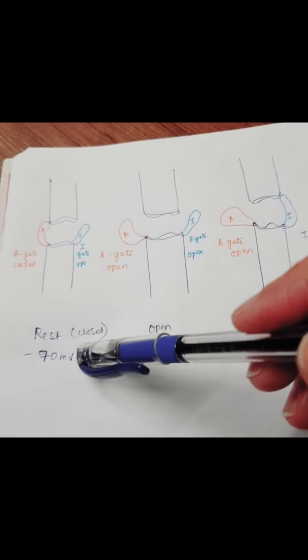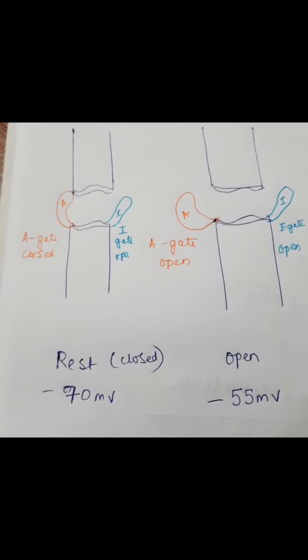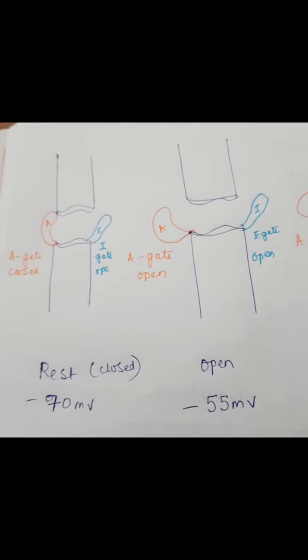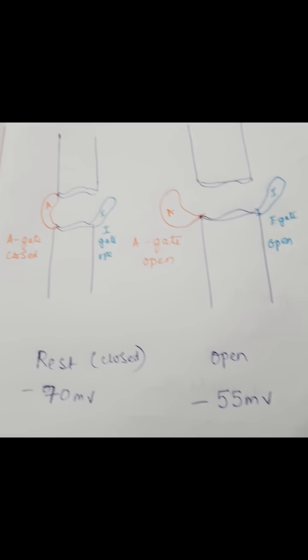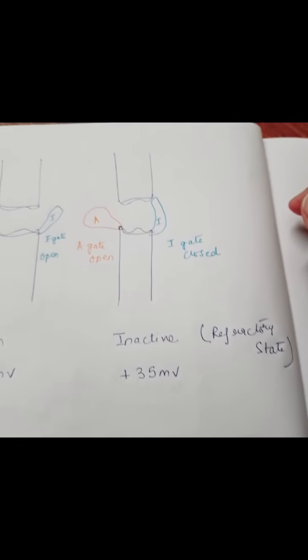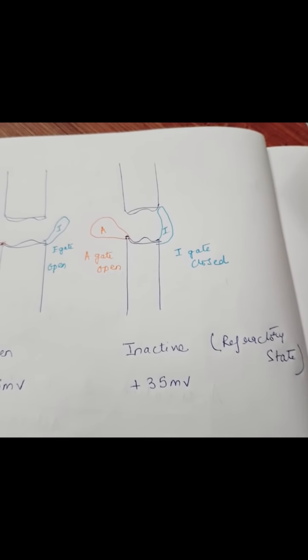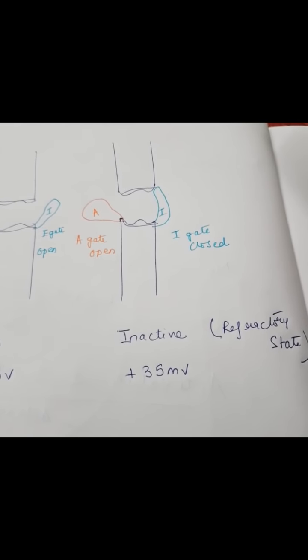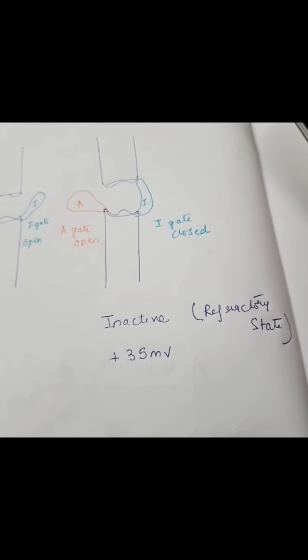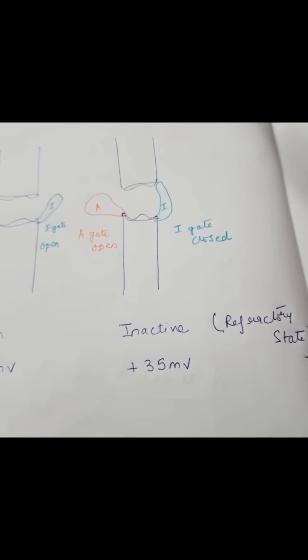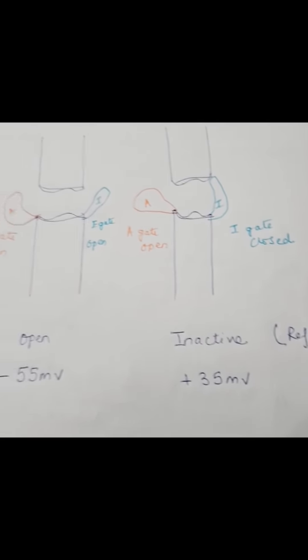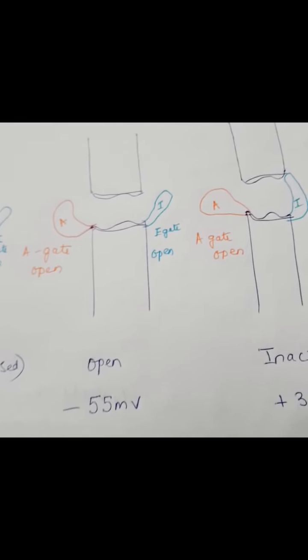So what is the difference between the rest state and the inactive state? In the rest state, the activation gate is closed and the inactivation gate is open, and this can respond to stimuli. While for the inactive state, the activation gate is open but the inactivation gate is closed. The inactivation gate is closed, so this does not respond to any other stimuli.